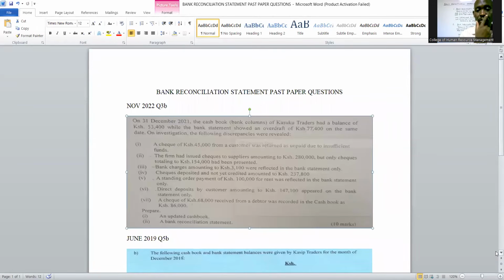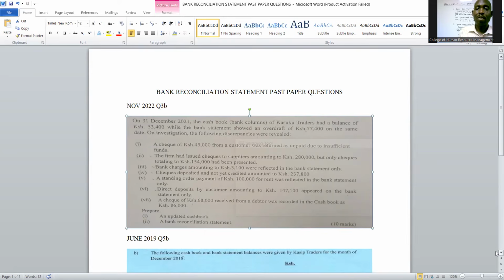There is this first question that came in November 2022, question 3B, that talks about how on 31st December 2021, the cash book bank column of Kasuku Traders had a balance of 53,400, while the bank statement showed an overdraft. Remember, when we are preparing the reconciliation, our focus is only on the bank columns. Overdraft therefore means it is a negative balance, of 77,400 on the same date.